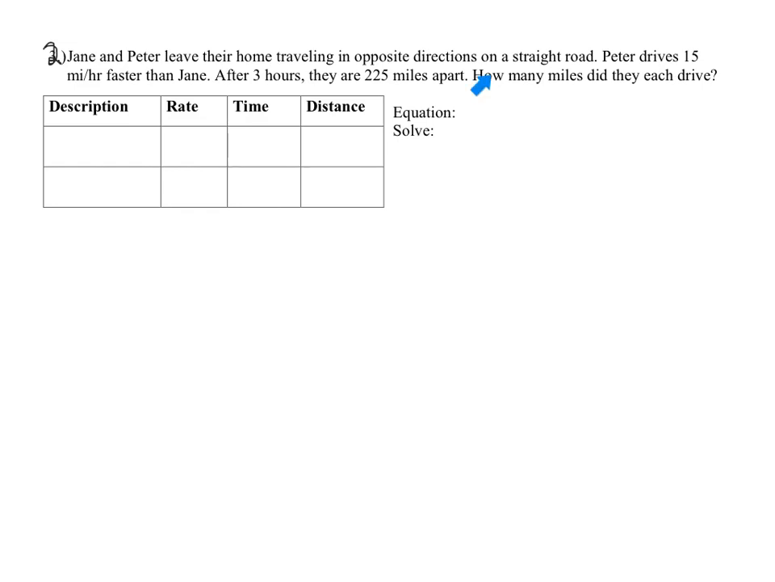So we're not going to worry about the question right now. What we're going to do is worry about filling out this chart. So the description, who are we talking about? Jane and Peter. So let's write in Jane and Peter. And then let's read what's happening. So they leave their home, they're traveling in opposite directions. I'm just going to visualize this. So they're traveling now in opposite directions, okay, on a straight road.